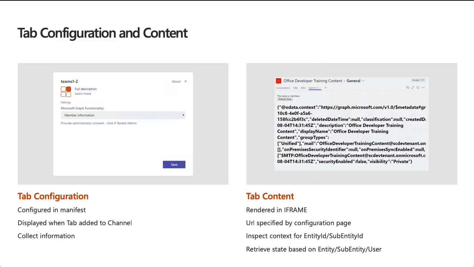And the content within a tab, all of this is rendered inside of an iframe. So you're going to have a URL that's going to be specified by the configuration page that's going to specify where you should load the application from. You can expect the context for the entity ID or the sub-entity ID, and you can also receive state based on the entity or the sub-entity or the user in question.